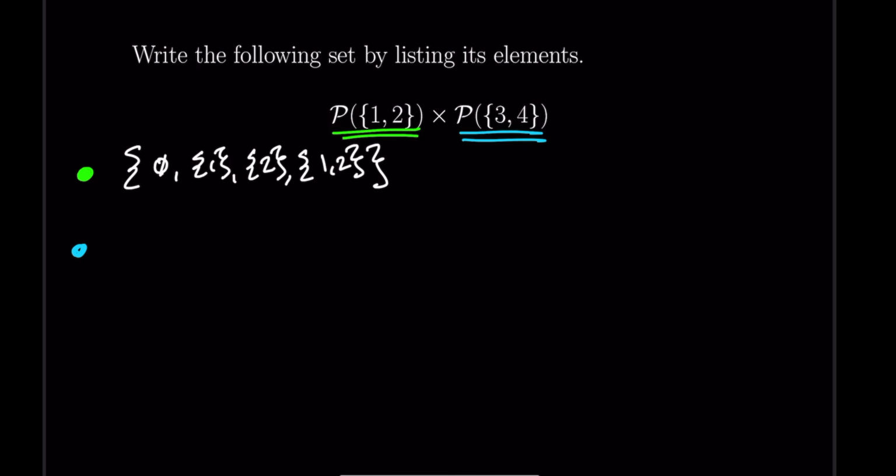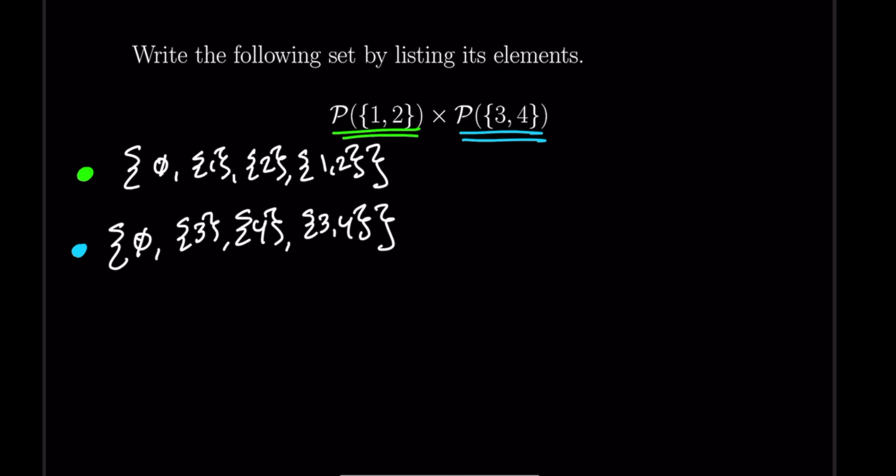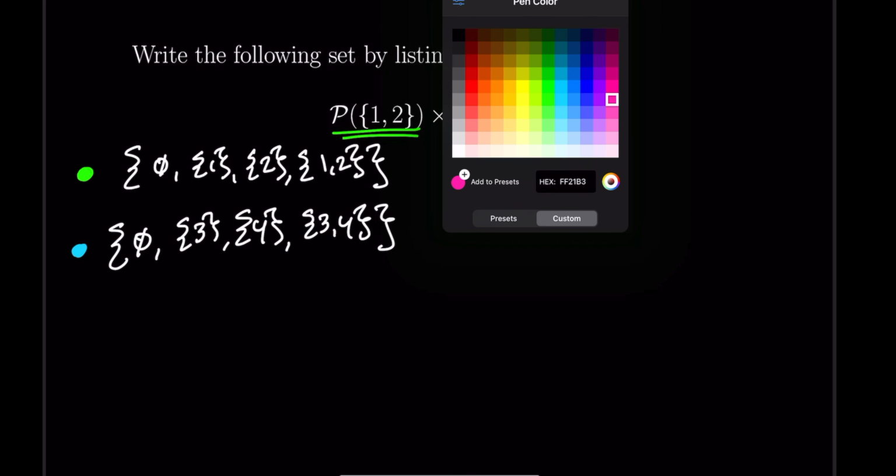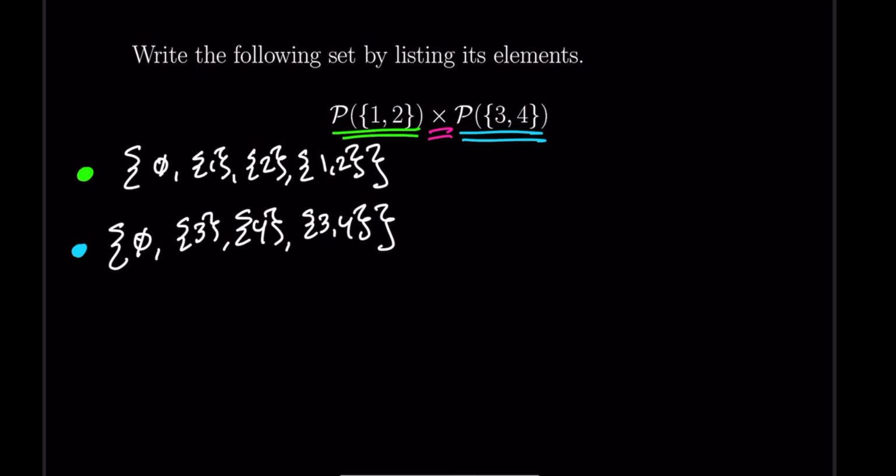Now let's look at the power set of the set containing 3 and 4. So again, that's going to be the set of all subsets. We'll have the empty set, we'll have the set containing 3, we'll have the set containing 4, and we'll have the set containing 3 and 4. So there we've got that. And now we need to take the Cartesian product of these two sets.